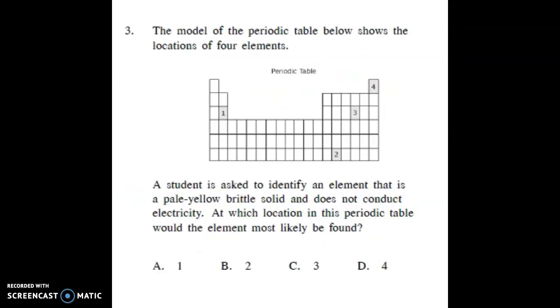Question 3. The model of the periodic table below shows the location of 4 elements. A student is asked to identify an element that is pale yellow, brittle, solid, and does not conduct electricity. At which location in this periodic table would the element most likely be found?